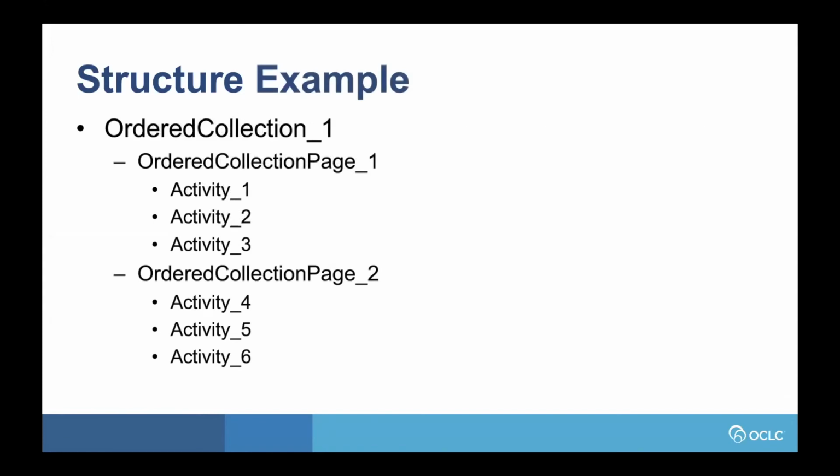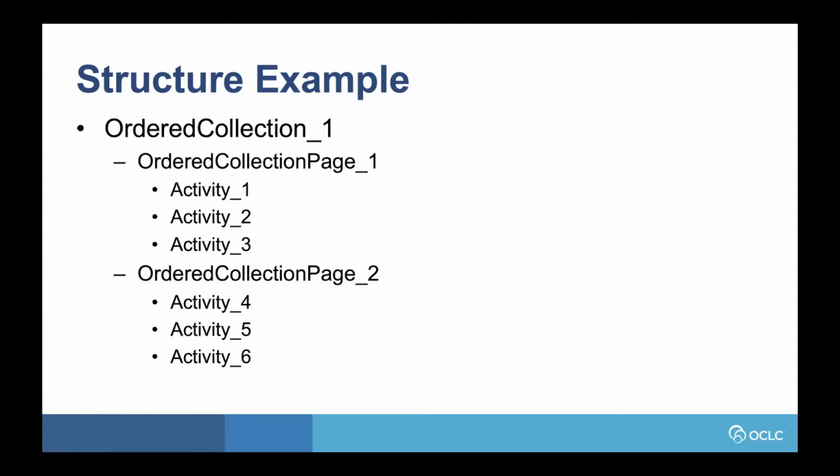To get a little more concrete about how this would look in the data, here's a high level structural example of what you would expect to see. If you have an ordered collection, let's just call it ordered collection 1, and then you have page 1 and page 2, this would imply that there are 2 pages of activities associated with this ordered collection.